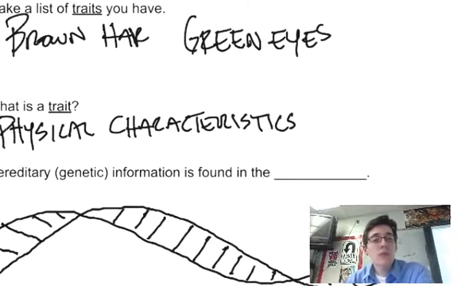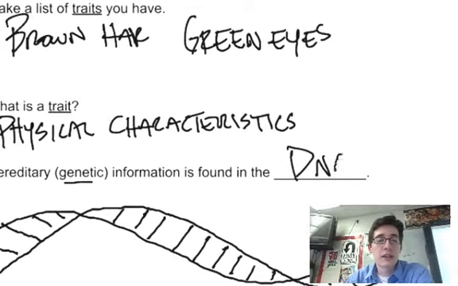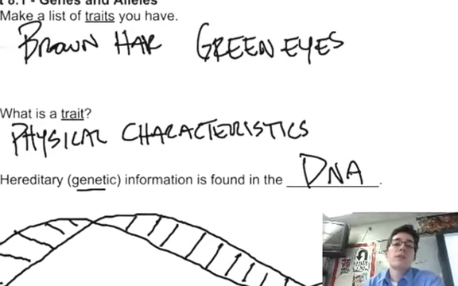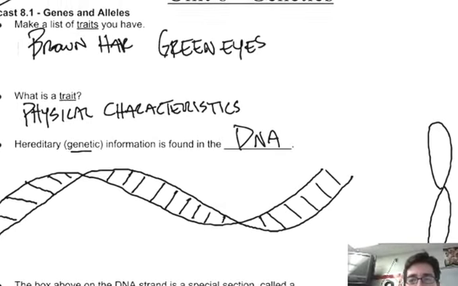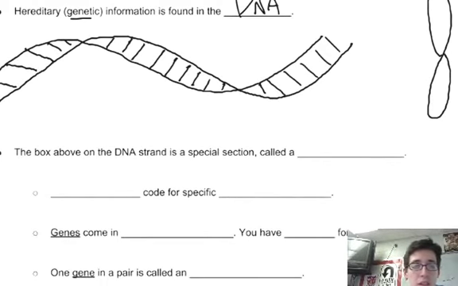And all of this comes from your genes. It comes from your hereditary information. And we've got to remember that the hereditary or the genetic information is found in the DNA. So everything we study for this chapter is going to relate back to DNA somehow. And the first thing we need to talk about are these things called genes.